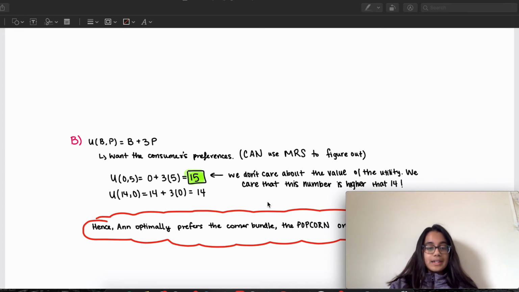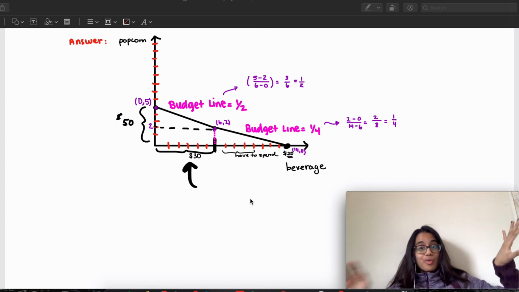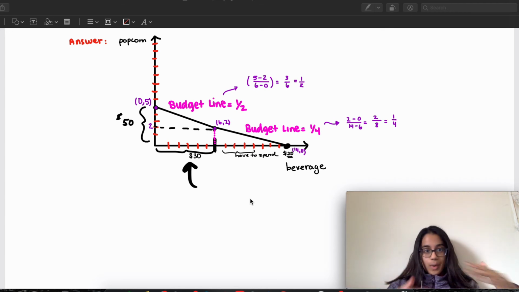So what I did here was I picked the two endpoints. We know that our optimal condition will be in one of the two endpoints. And here are the endpoints, right? We have (0, 5) and (14, 0). That's a good way to see whether Anne will completely consume popcorn or completely consume beverages. That's why I chose the two endpoints.